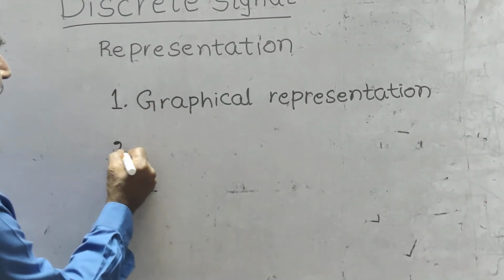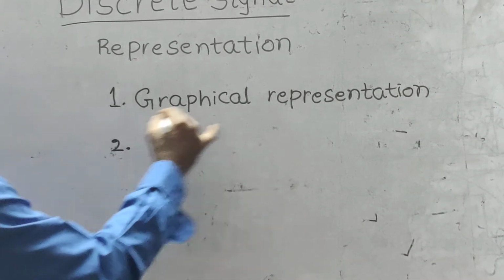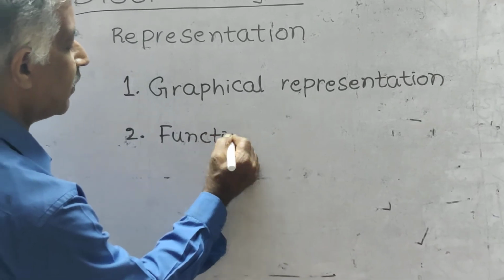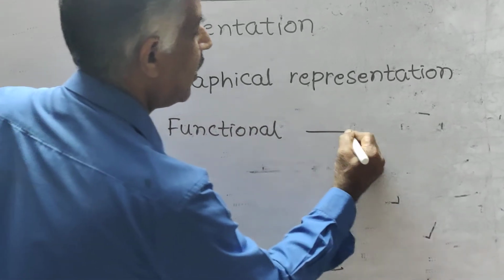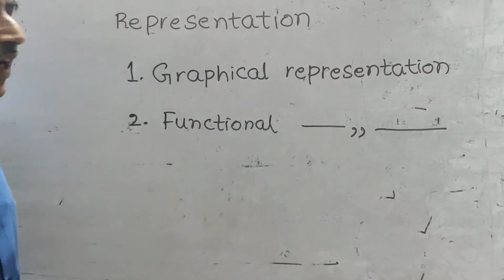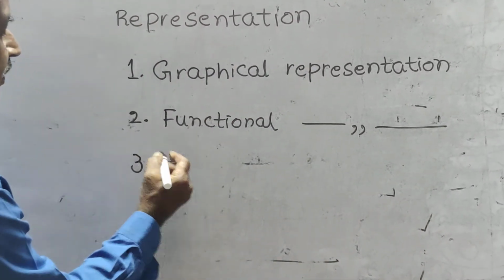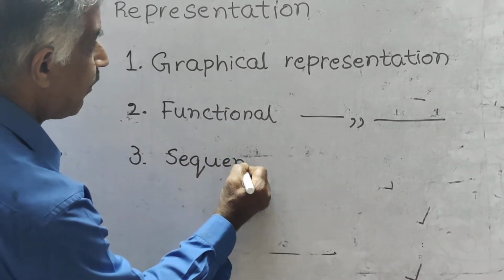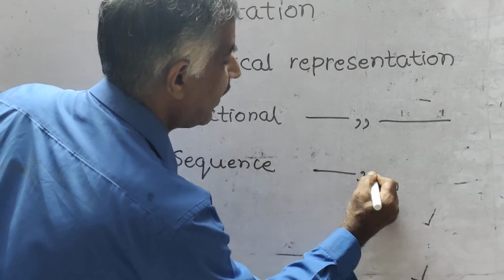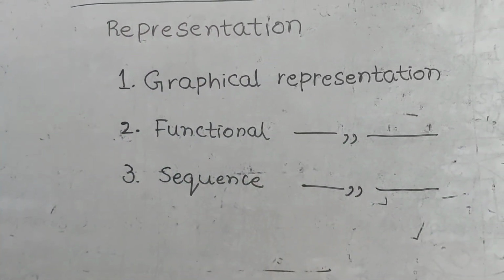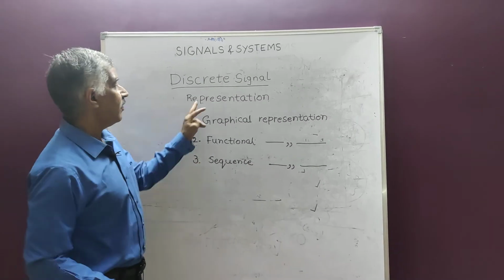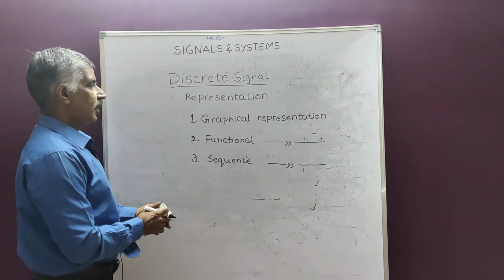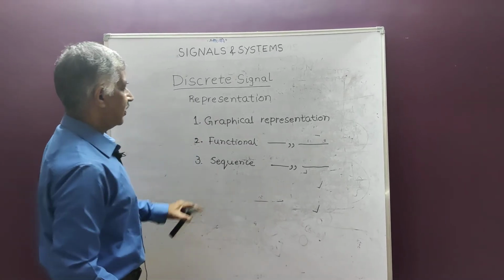There are 2 more popular representations. Next one, functional representation. This is the second one. Next, the third one, sequence representation. These are the popular representations of a discrete signal. First I will sketch the discrete signal, and that will be the graphical representation.